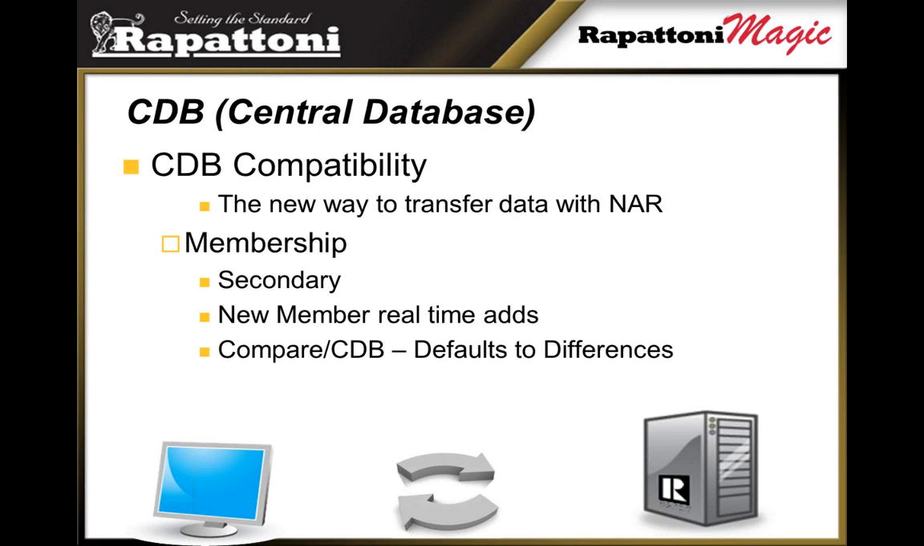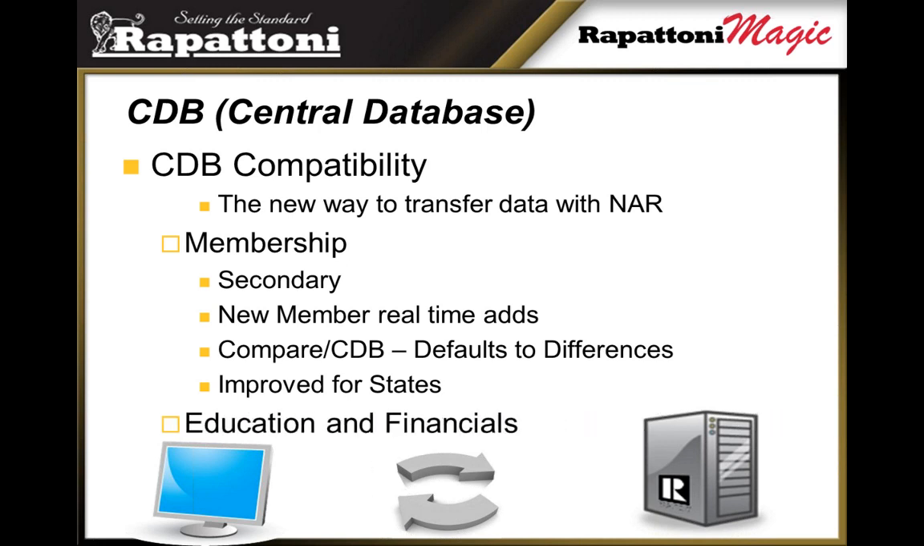Our Compare CDB utility that's located in the member CDB query form is a great tool and has had some improvements done to it by way of now we return only the differences. In the past we would display everything and then the differences would be in red, but now you will only see the exceptions. We've also improved the functionality for our state associations. And lastly, we've added the ability to communicate education and financial information.